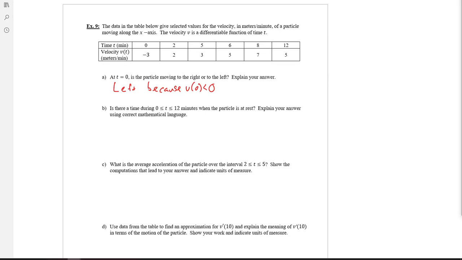So again, think about this question, how you would answer it. Must the particle be at rest for some time t here in this interval?